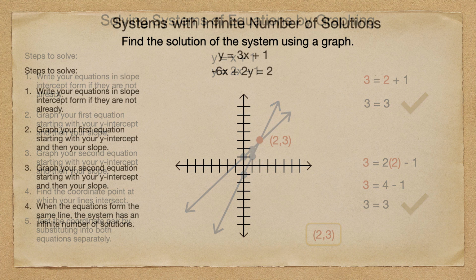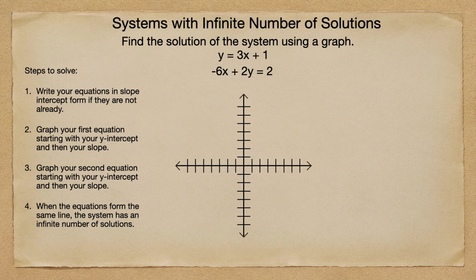Let's go ahead and take a look at when we have systems with an infinite number of solutions. Again, we want our equations to be in slope-intercept form. Our first one is, so we can go ahead and start graphing. y equals 3x plus 1, a y-intercept of 1, and we're going to rise 3 and run 1. This will be my line for y equals 3x plus 1.